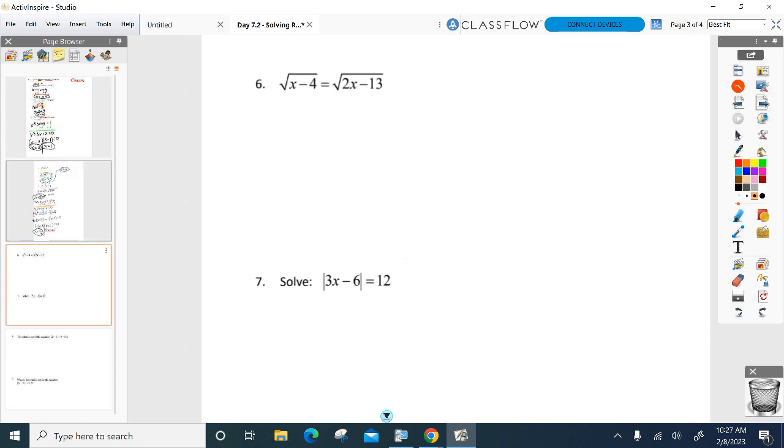Oh! Radicals on both sides. Square them. They're all alone. There's nothing with it. This is about as tough as I'll get here. Radicals on both sides, square them. As long as you square one side and you square the other, keep it balanced. And there you go. Now the radicals disappear. x minus 4 equals 2x minus 13.